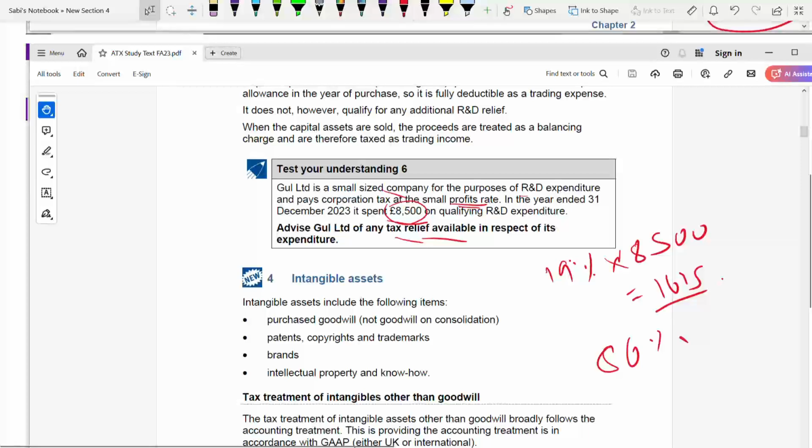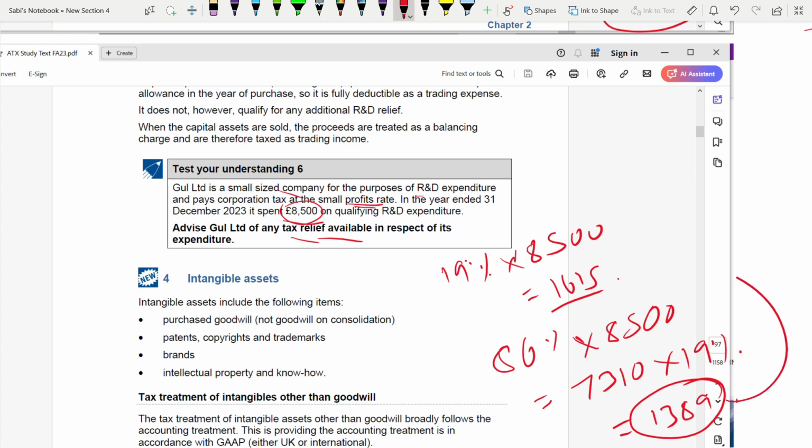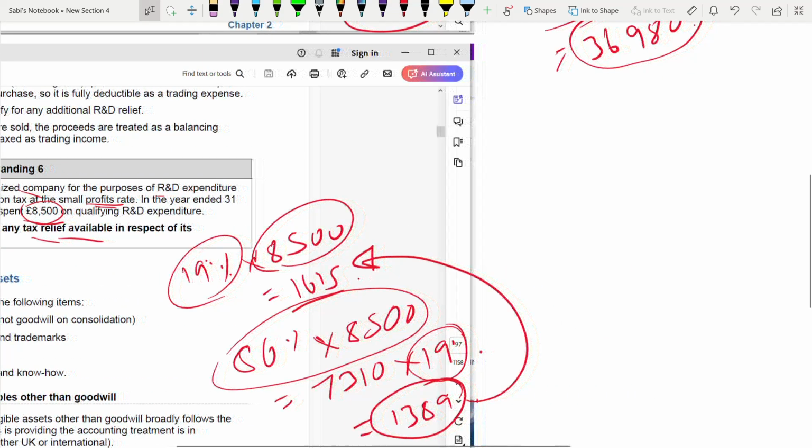So take 86% on 8,500, 73,110. Okay, on this you are saving 19% of tax. Otherwise you would have paid 19% tax, but this much you are saving in corporation tax. So this you add with this. First 100% on 8,500, that's why we paid 19. The next on 86% of this 8,500, and then you are taking 19%.